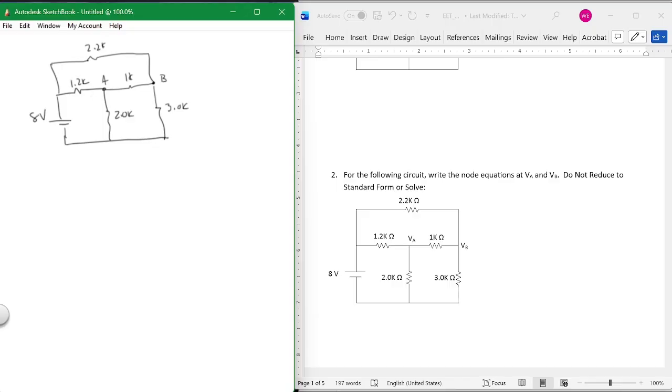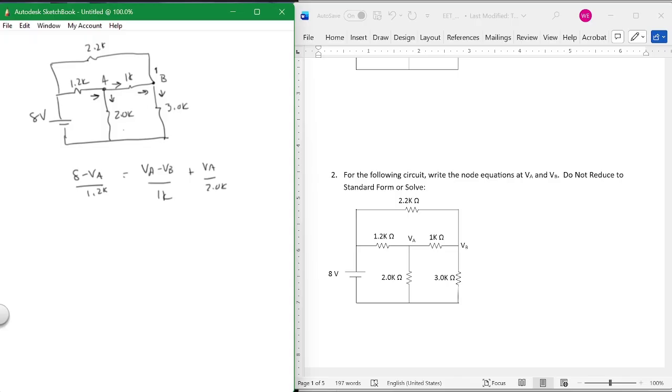Now here at A, I said the current in is equal to the current out. Okay, so I wrote it around there. So what is the current going in? It's 8 minus VA over 1.2K. Everybody see that? Current in is that, equal to the current going out, VA minus VB over 1K, plus VA over 2K. Current in equals current out. That's at VA. What about VB?